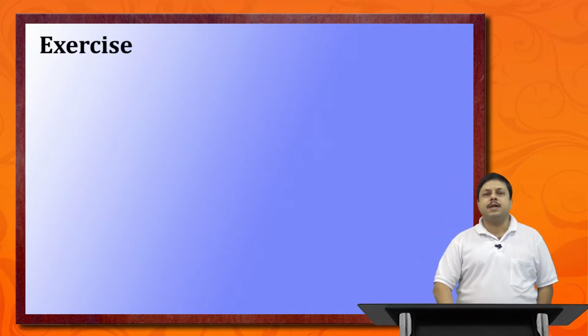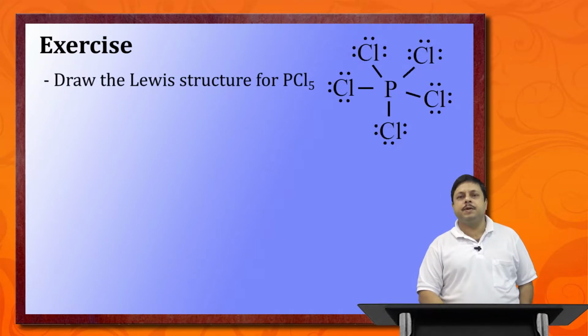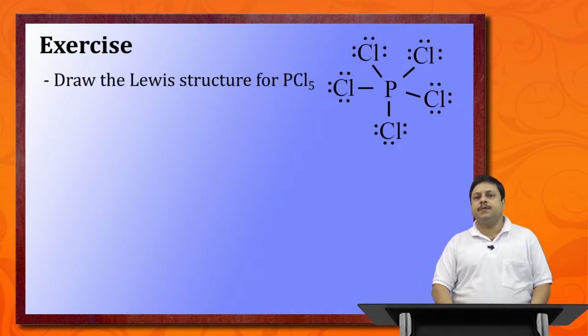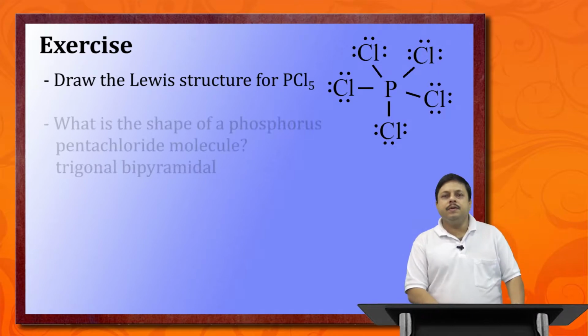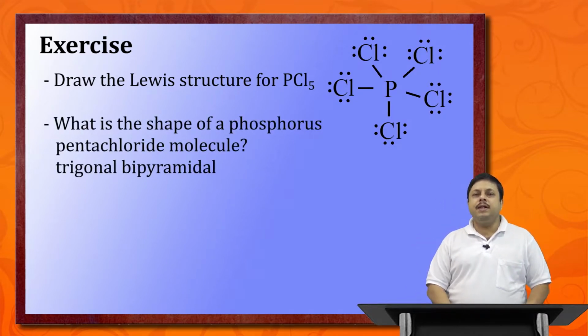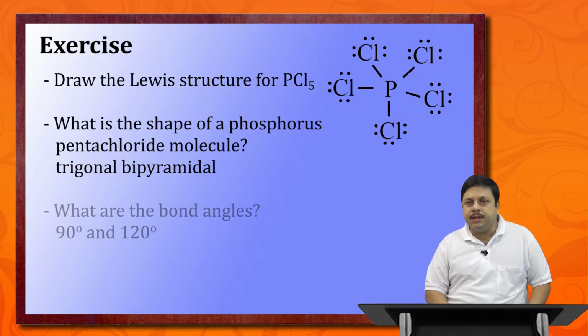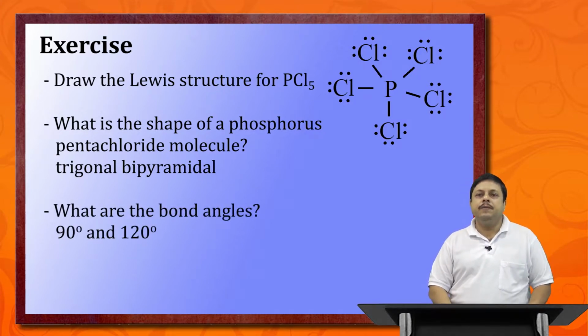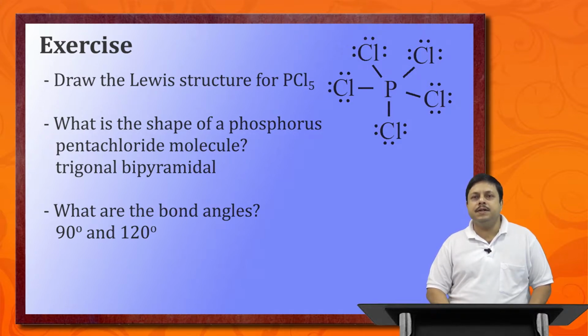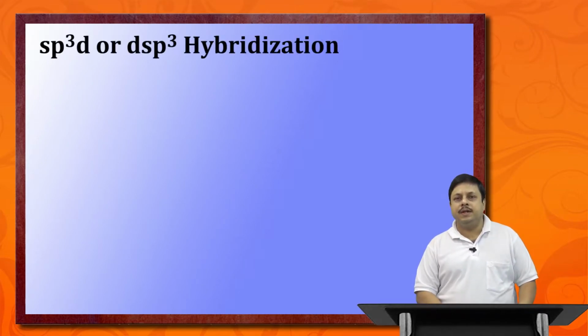Say I ask somebody to draw the Lewis structure of phosphorus pentachloride and to predict the shape of the phosphorus pentachloride molecule. It will be trigonal bipyramidal and there will be 2 distinct kinds of bond angles. The bond angle between chlorine, phosphorus, chlorine in the plane will be 120 degrees, while the axial bonds, which are perpendicular to the molecular plane, will be at 90 degrees. This is how it is done.